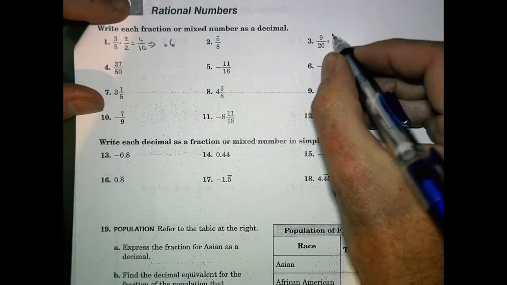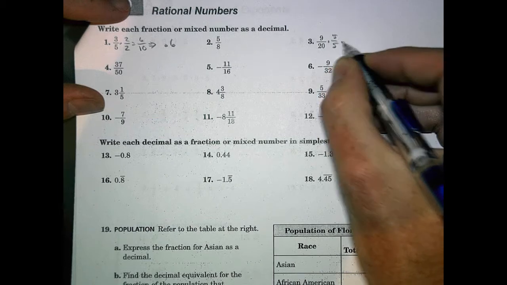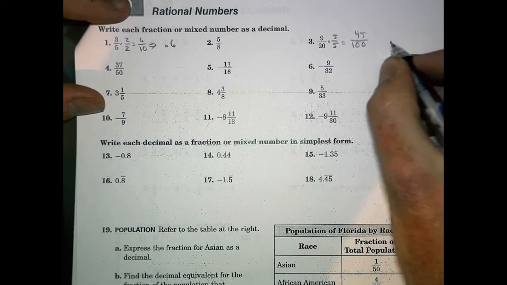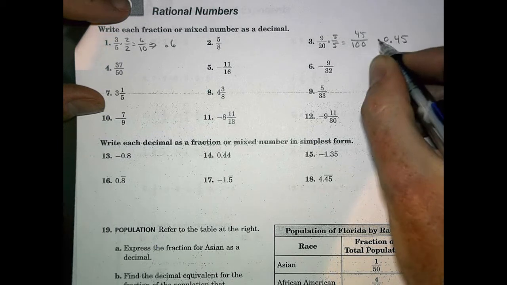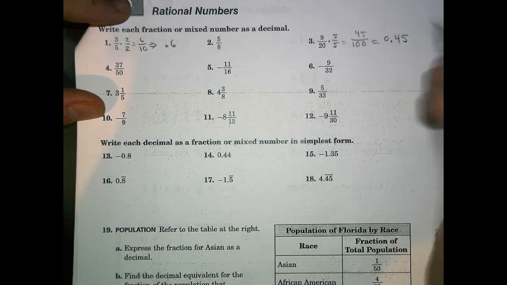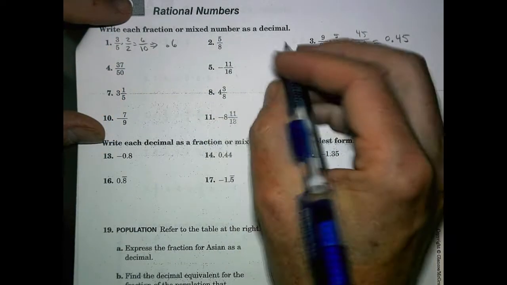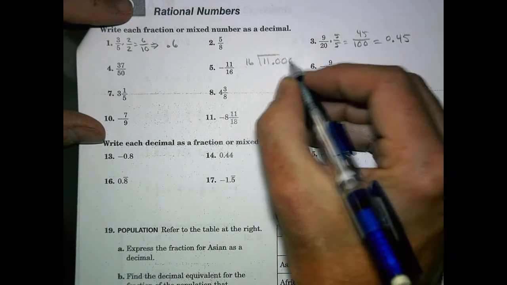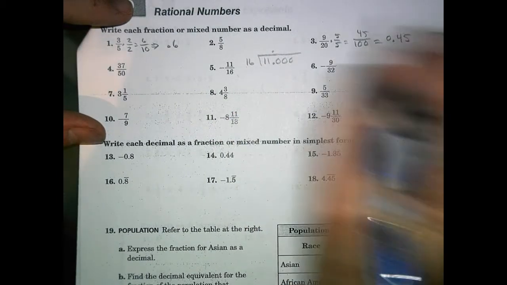This one, same thing. I'm going to multiply by 5 over 5, so that my denominator becomes 100, the top becomes 45, so 45 hundredths is written like that. Okay, again, you could also divide, and that's just fine too. Here, I'm going to need to divide, so 11 divided by 16. Don't know what that is with the decimal there.